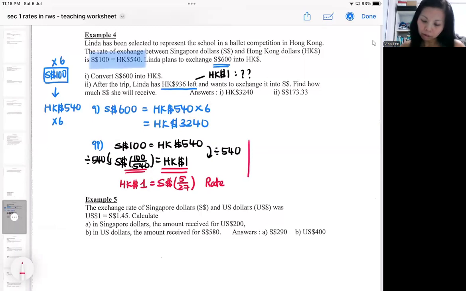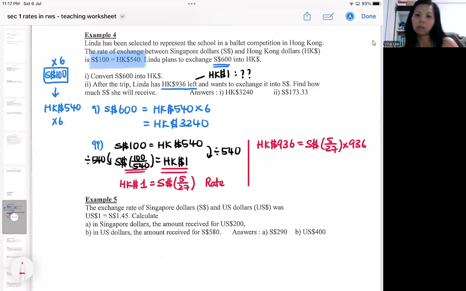So in order to answer this part of the question, I'm going to find out about 936. If every dollar will bring you a fraction of 5/27 Sing dollar, then the amount of Sing dollar here will be 5/27 times 936. Every one Hong Kong dollar can give you that much of Sing dollar, but you got 936. From here, if you calculate, it will be a lot of decimals, so you can give to 2 dp.